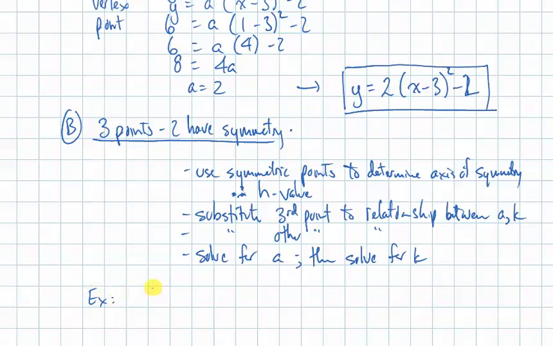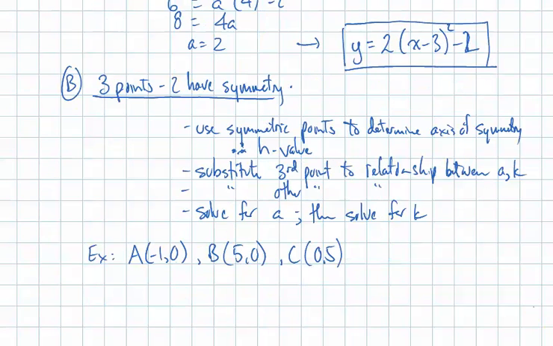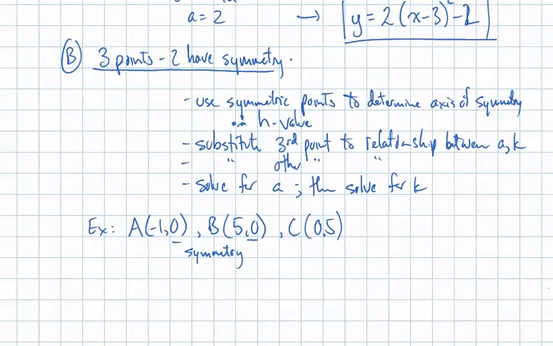So let's say I had these 3 points. I had the point A, (negative 1, 0), I had the point B, (5, 0), and I had the point C, (0, 5). Notice the symmetry of the y values. The y coordinate is the same on point A and B. Therefore, we know the axis is at the mean of the x coordinates of A and B.